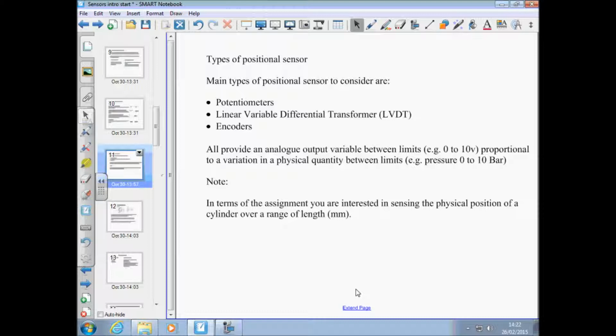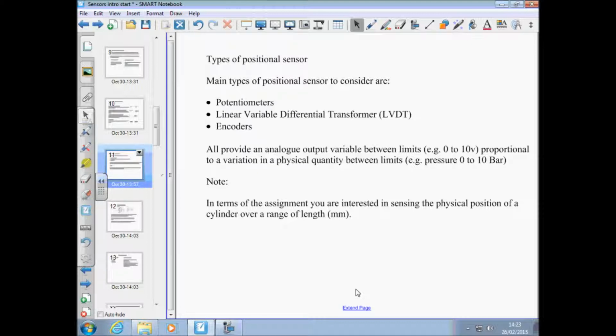I'd argue a little bit about that with encoders. That's a little bit of a mistake for me to put that on there. But certainly the LVDT and potentiometer would give output between limits, for example 0 to 10 volts. This would be in proportion to a variation in some kind of physical quantity between limits, i.e. you'd get a 0 to 10 volts output for a pressure varying between 0 to 10 bar.